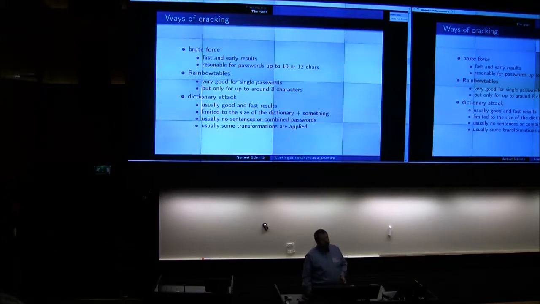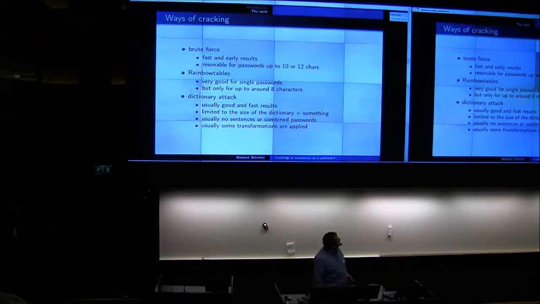Also, rainbow tables are good if you have a very, let's say, limited number of characters. If you are going past 8 characters, these rainbow tables can get very huge, making it very uncomfortable to go past these 8 characters.